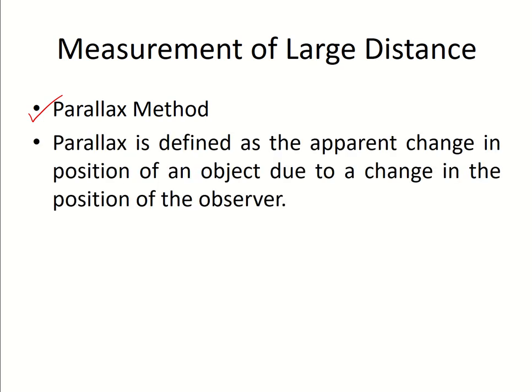So parallax is defined as the apparent change in the position of object due to change in the position of the observer. Previously we were observing with left eye and then we saw with right eye. So there is a change in the position, and that leads us to feel that the object has moved actually, but that is not the case. So let us go ahead.